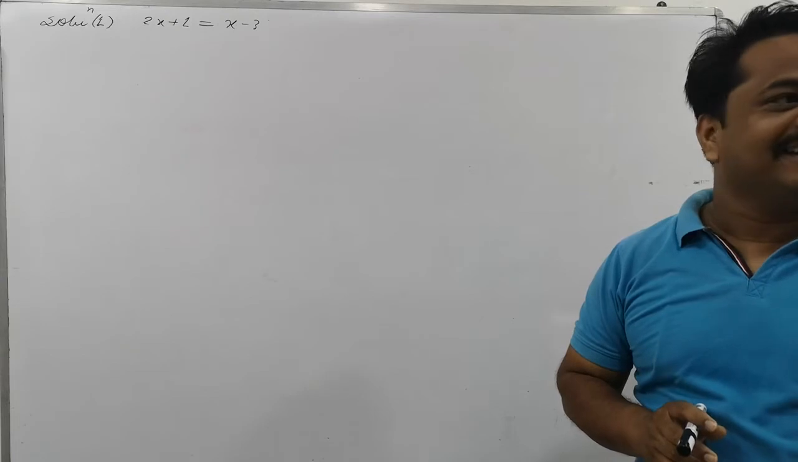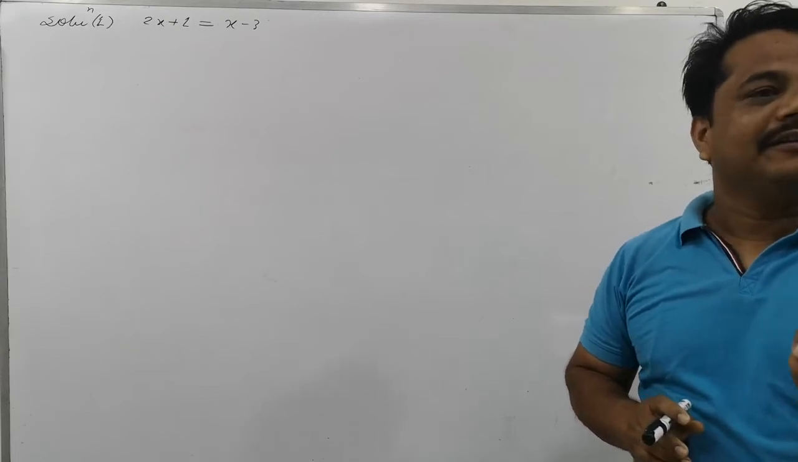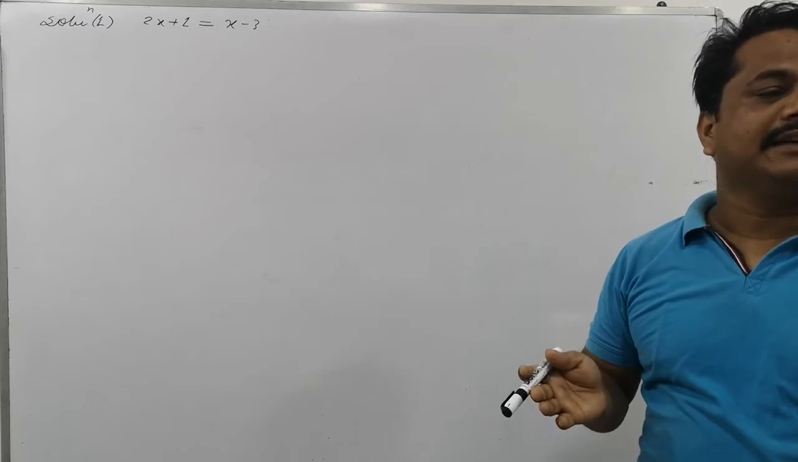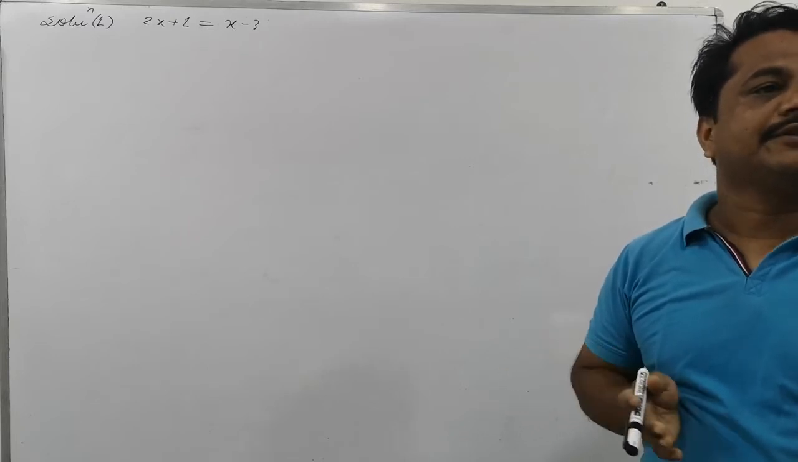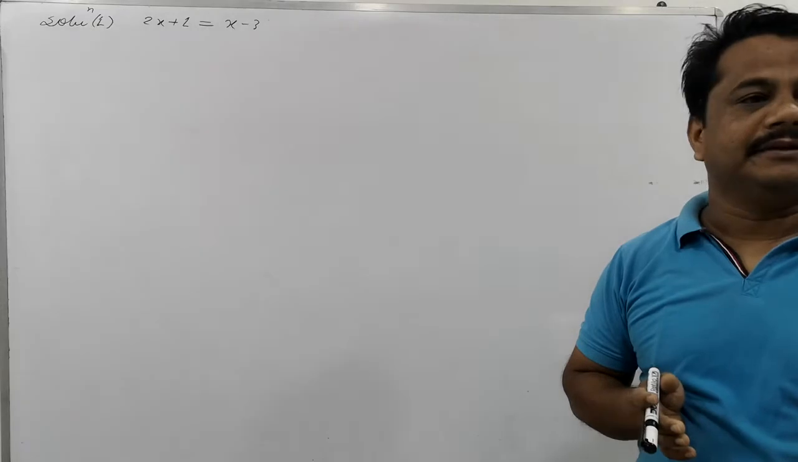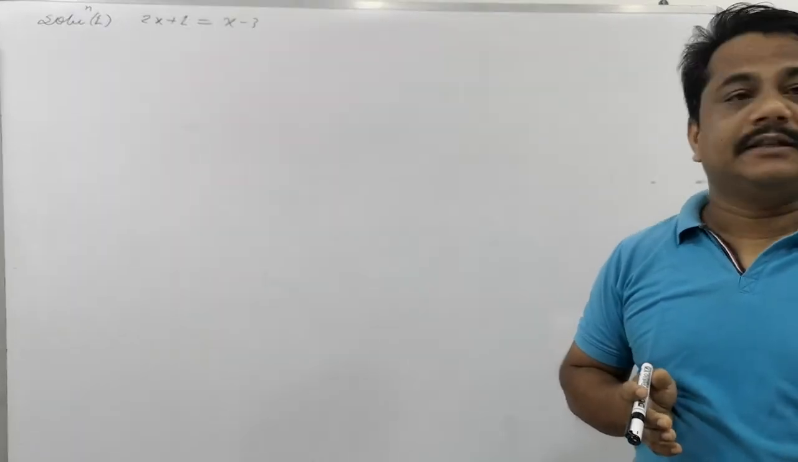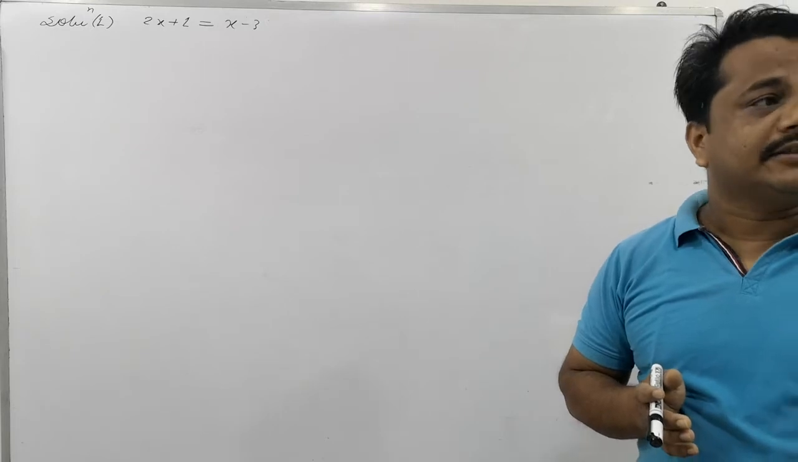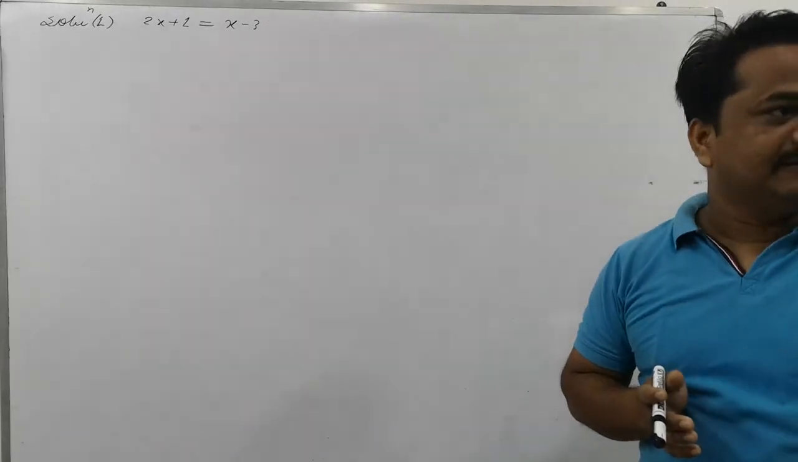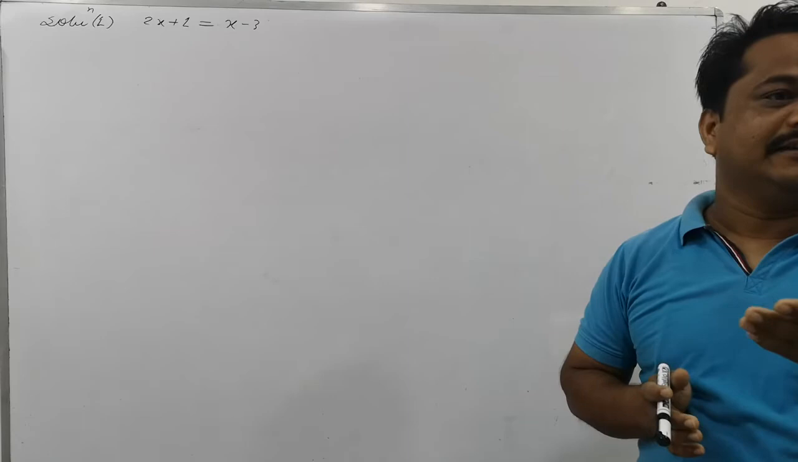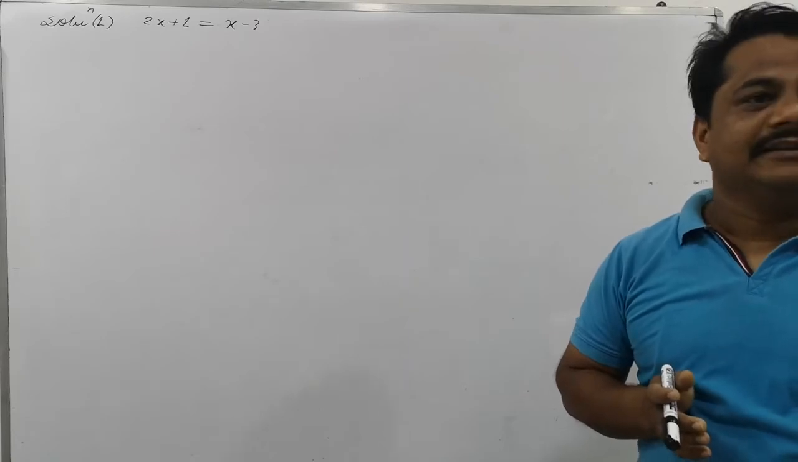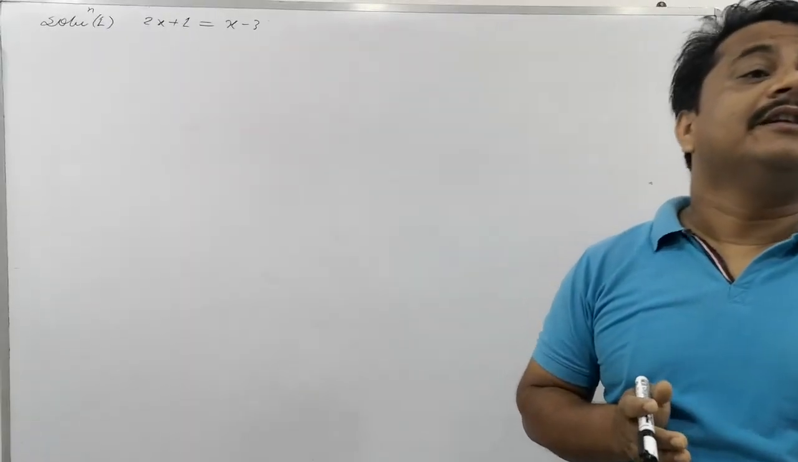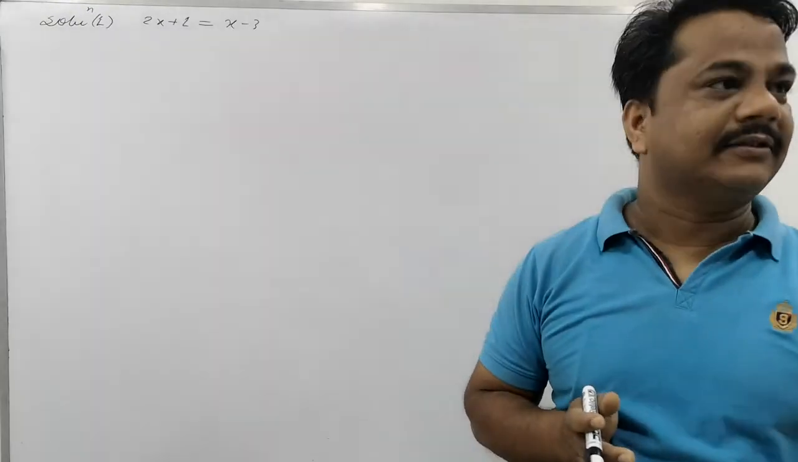Do you know the number line? You will draw a single line. At the center of that you will take a 0, and to the right of the 0 you will take positive numbers, and to the left of the 0 you will take the negative numbers. Is that clear? This representation is called a number line. And if you take two such number lines perpendicular to each other, intersecting at the 0 point, then this representation is called a Cartesian plane.